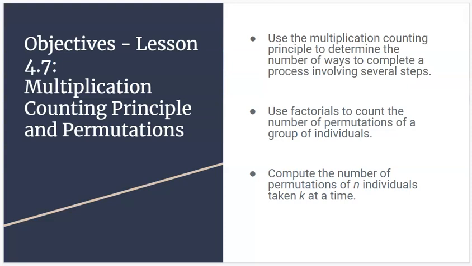So here are our objectives for today. There are three in general. We're going to talk about the multiplication counting principle, determine the number of ways to complete a process involving several steps. Use factorials to count the number of permutations of a group of individuals, and finally, compute the number of permutations of n individuals taken k at a time. So, a lot of different things going on here, but I assure you this is not super difficult, and you've probably seen this before in your Algebra 2 class, or maybe even your pre-calc class. So let's go ahead and get started.